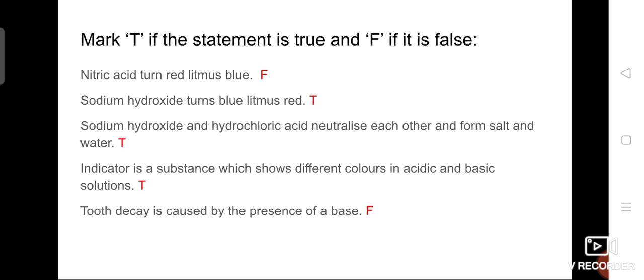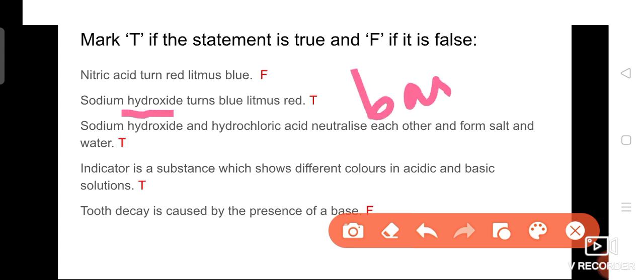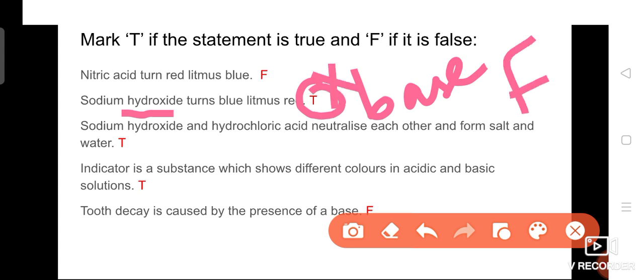Second one, sodium hydroxide turns blue litmus red. Is it true? Yes, because sodium hydroxide is a base. Base turns blue litmus red. Okay, sorry for that one, because sodium hydroxide is a base, so it is not true, it is false. Blue litmus turns red only for an acid, so it is false.